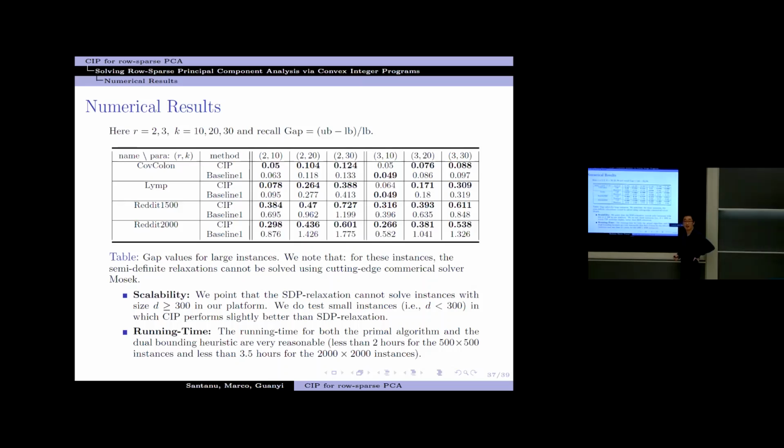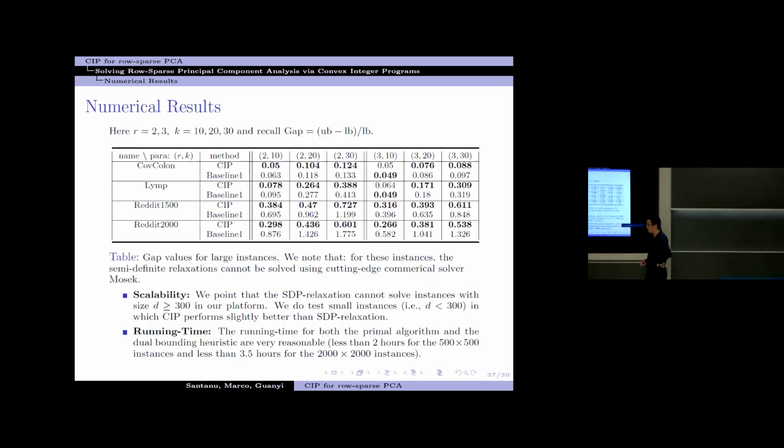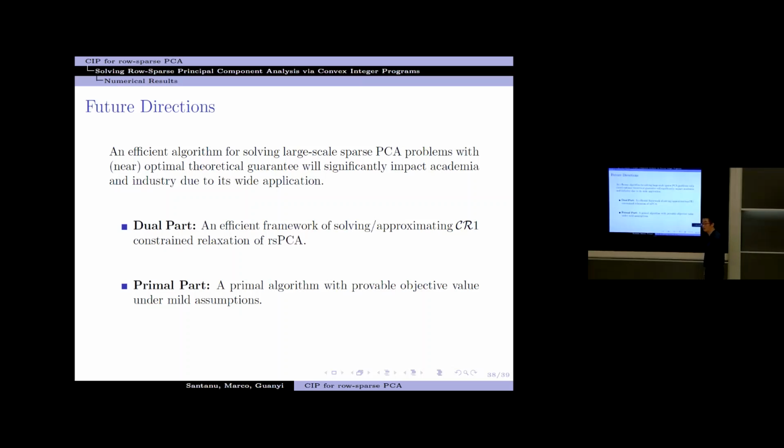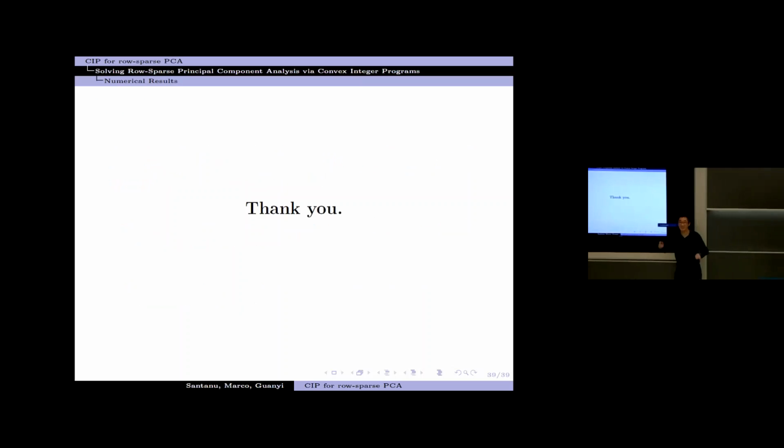Are there any questions? Maybe you. Okay. So, with 500 instances, the SDP relaxation doesn't solve. Yeah, it doesn't solve. If you scale down to like 100, it can solve within the time limits. So 500 is hard. Yeah, hard. Any other questions? Okay, so these are future directions. Thank you.